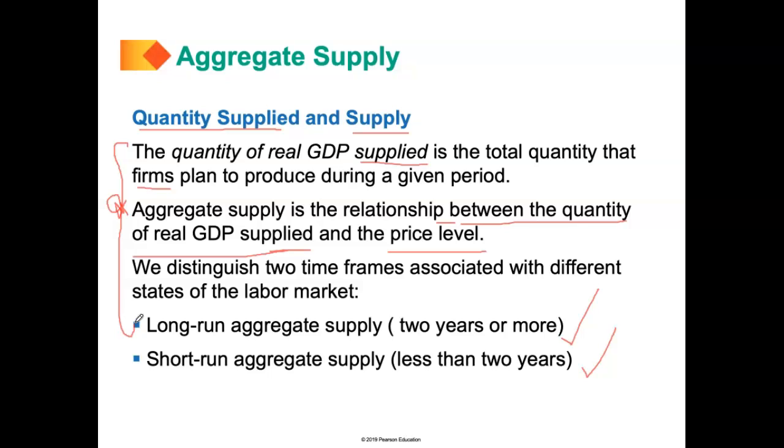Aggregate supply itself, or the aggregate supply curve, looks at the relationship between the quantity of goods produced or goods supplied, real GDP supplied, and their price level. And we need to make the distinction between the long run and the short run. The first thing we're going to look at is the long run aggregate supply.